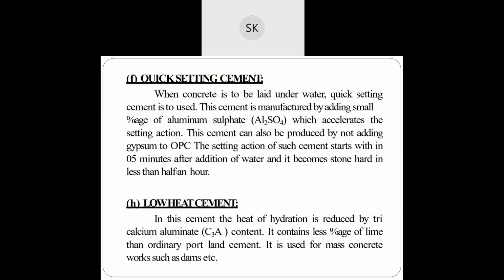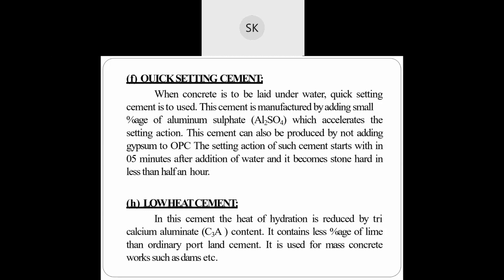Now, quick setting cement. It is to be laid under water. Quick setting cement is to be used where water action is there. The cement is manufactured by adding a small amount of aluminum sulfate, which accelerates the setting action. So just remember, Al2SO4 is the key factor in setting the cement.